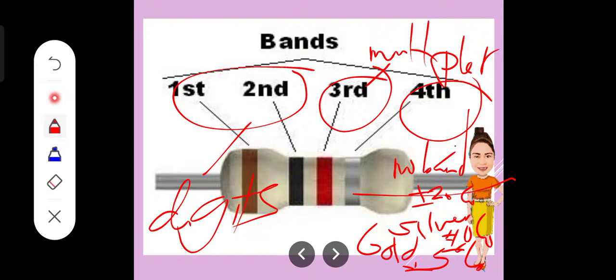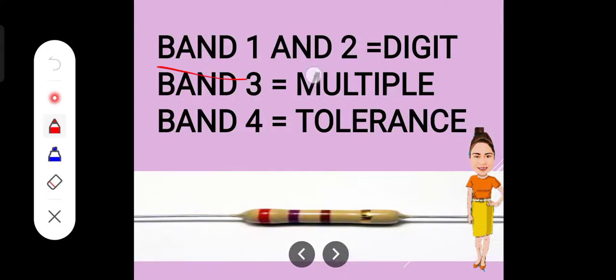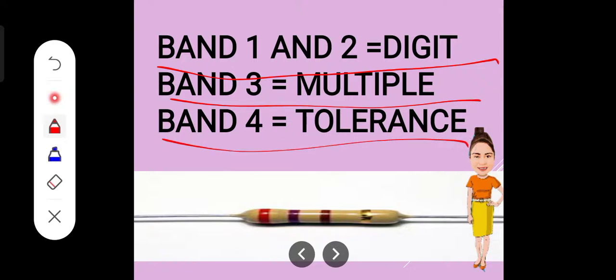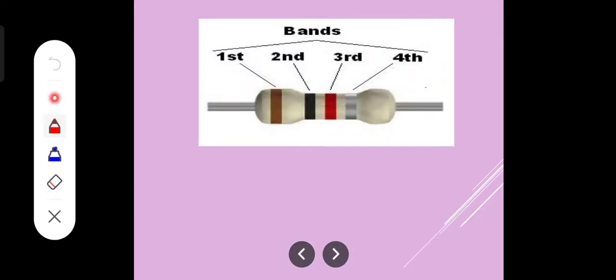So, you must remember all that. Again, the first two bands, you use the digit value. The third band, you will use the multiplier value. Then band 4 will be the tolerance, which is the percentage. Pag no band, 20%. Silver band, 10%. Gold band, 5%. So let's have here an example.